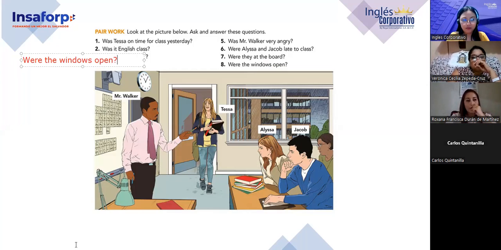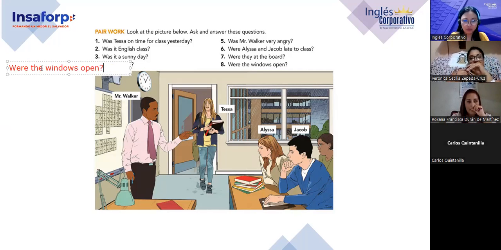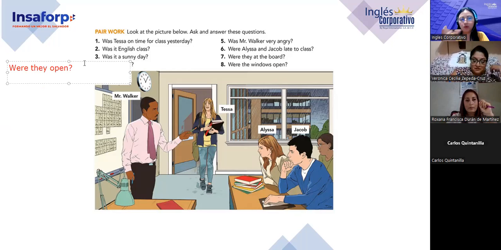Siempre verifico. ¿Cómo? Si yo reemplazo toda esta expresión de windows por un pronombre, ¿cuál sería, clase? They. No puede ser it, aunque hable de algún objeto, pero desde que se convierte en plural, es ellos, they opened. Entonces es imposible decir it. Were they opened? No, they weren't.